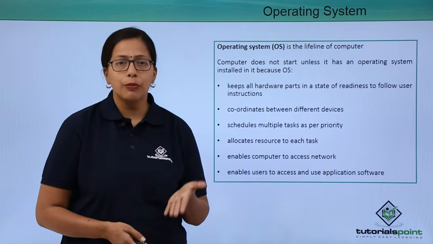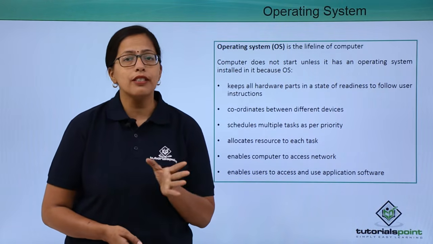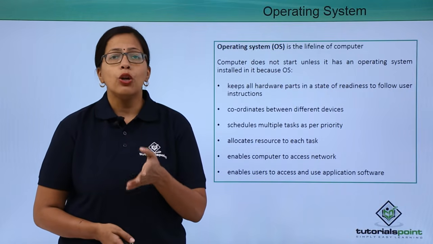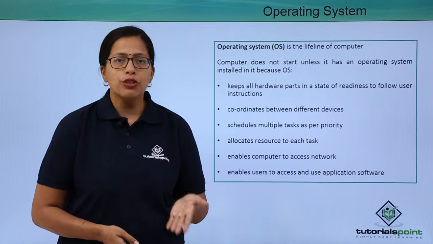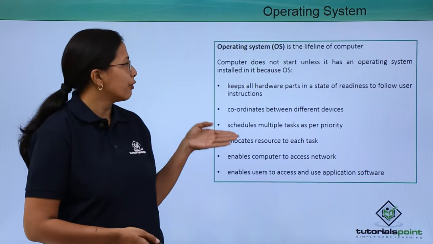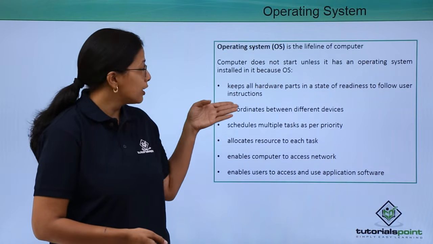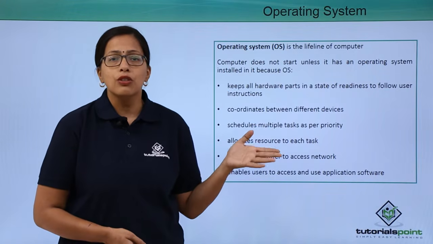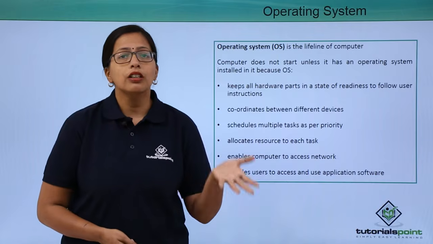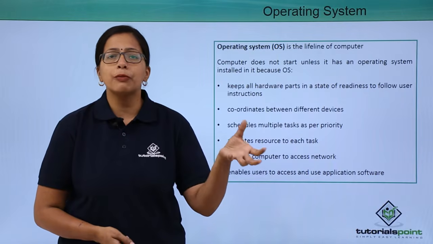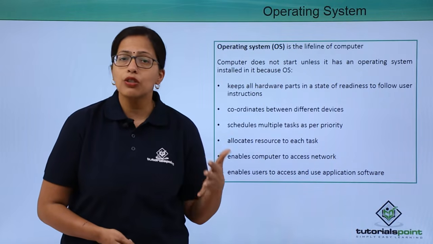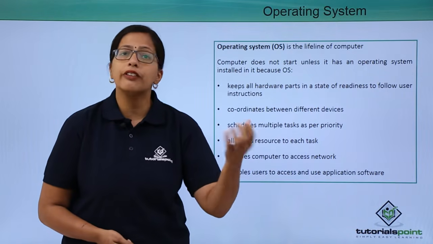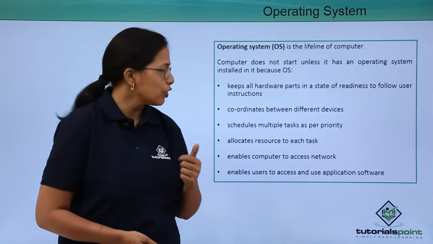As we have discussed in our previous video also, operating system is always the first software that is loaded into the computer memory when it is switched on. Why is it needed? It keeps all hardware parts in a state of readiness. So if I want to use a printer, the operating system will have the printer in a state of readiness. It is not that when I give a print instruction, after that the printer will be started and it will be ready to accept my instructions.